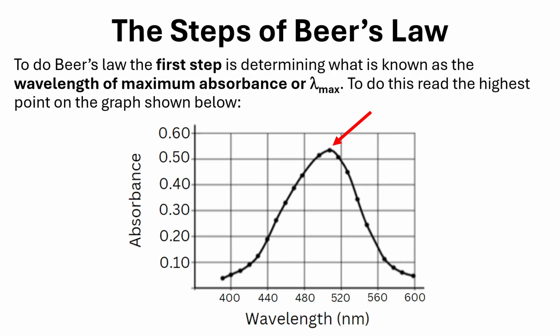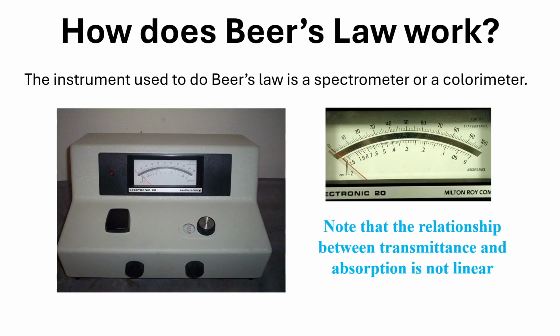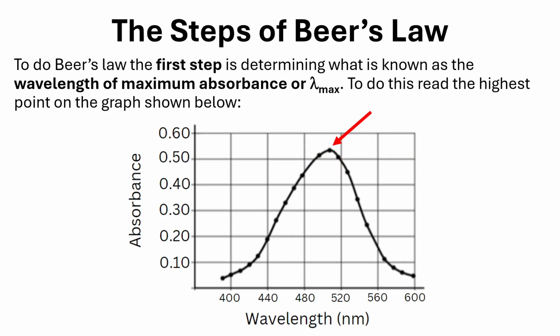Once you've figured out the maximum absorption, that's what you're going to rotate that knob to on the dial to make sure you have the correct wavelength that gives maximum absorption.